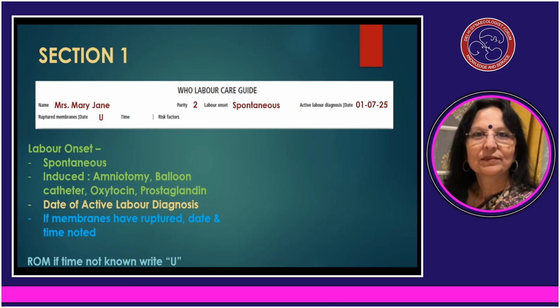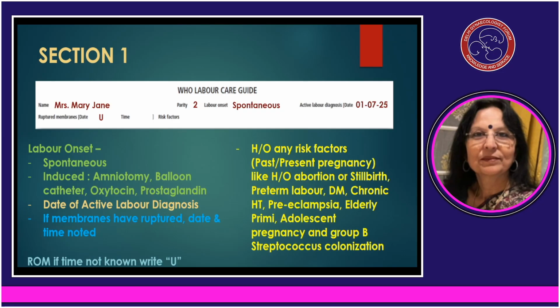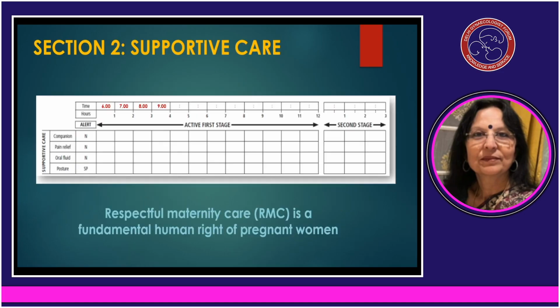And then we come over to the risk factors. Next. So any history of any risk factors, whether past or present pregnancy, will be written. For example, any history of abortion or childbirth or stillbirth or a preterm labor, diabetes mellitus, chronic hypertension, preeclampsia, whether the patient is an elderly primigravida or an adolescent pregnancy, all this will be noted in the risk factors. Next. So the second part, if you see, is the supportive care.